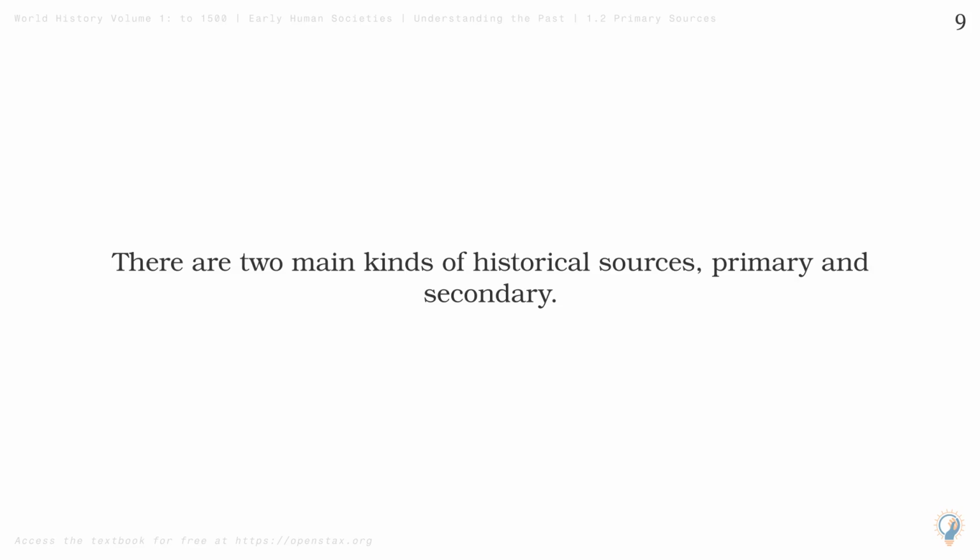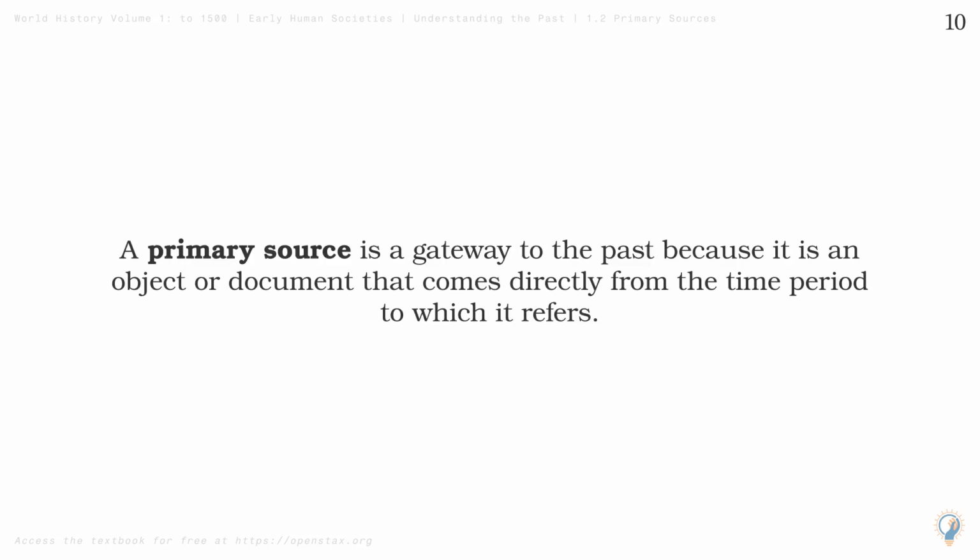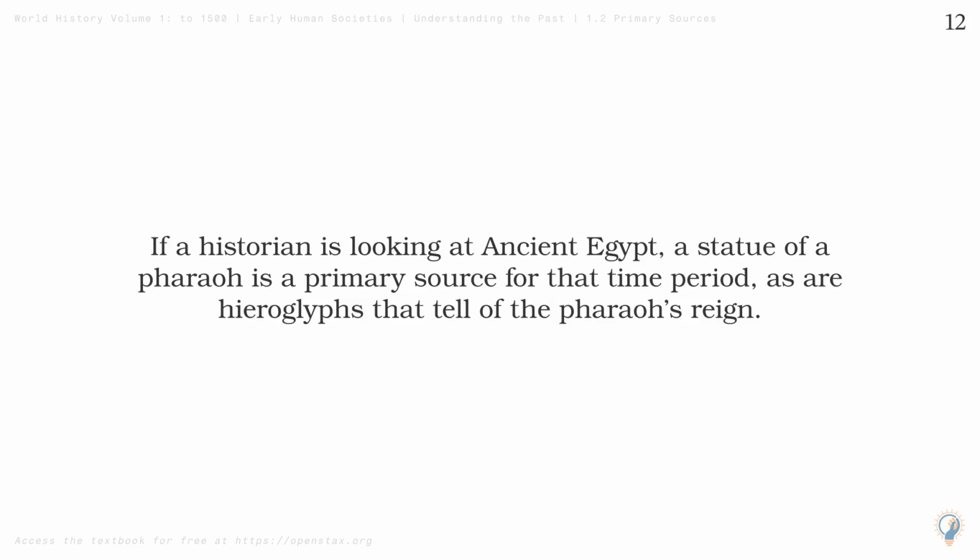There are two main kinds of historical sources, primary and secondary. A primary source is a gateway to the past because it is an object or document that comes directly from the time period to which it refers. Primary sources might be government documents, menus from restaurants, diaries, letters, musical instruments, photographs, portraits drawn from life, songs, and so on. If a historian is looking at ancient Egypt, a statue of a pharaoh is a primary source for that time period, as are hieroglyphs that tell of the pharaoh's reign.